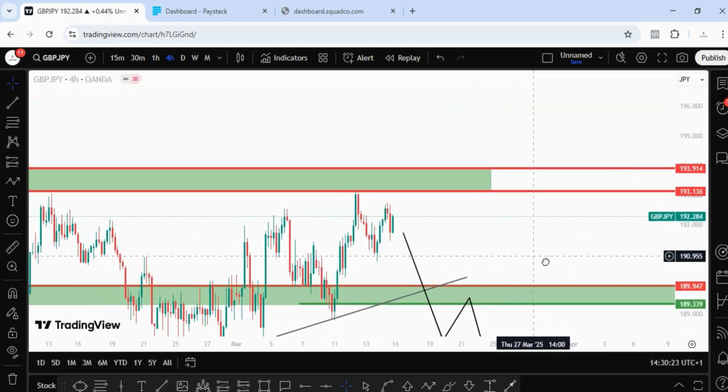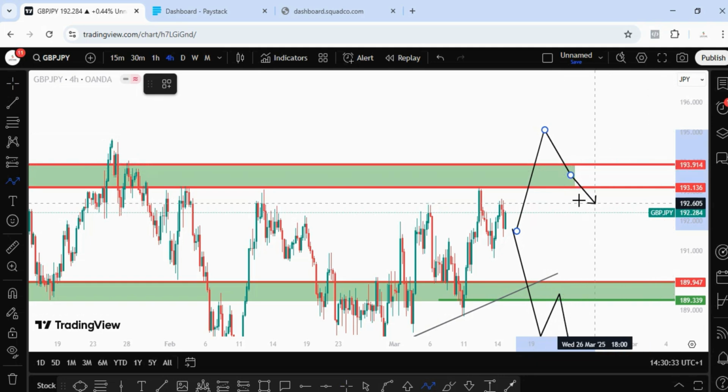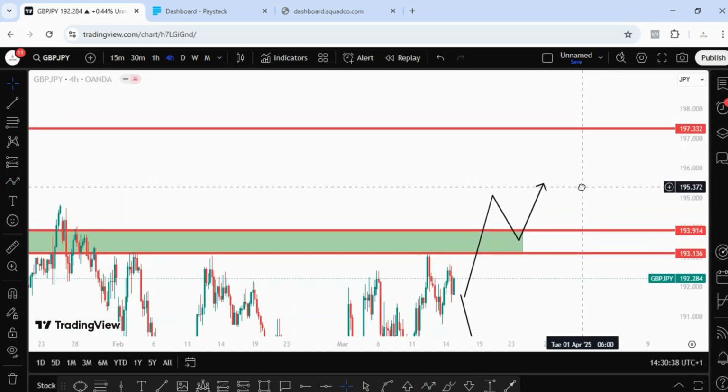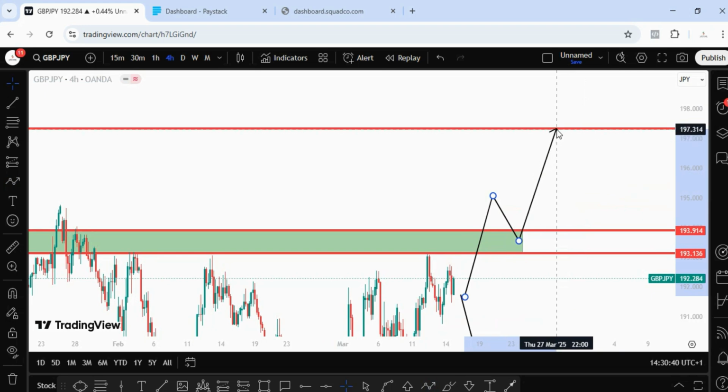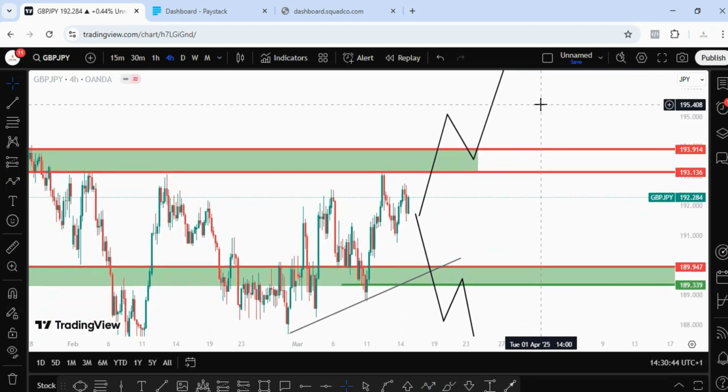All right. And for the bullish scenario, then, guys, it's simple. Just wait for price to break out of 193.914 area. Then you want to catch it on the pullback. Stop loss below 193.136 and TP will be 197.332. So those are my bullish and bearish scenarios on GBPJPY.